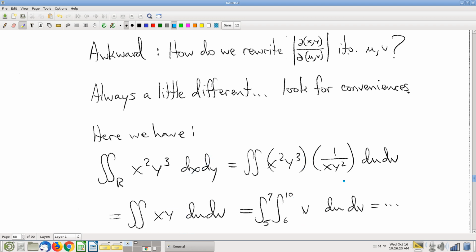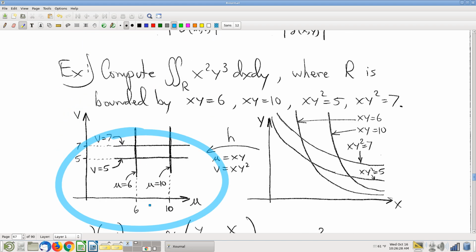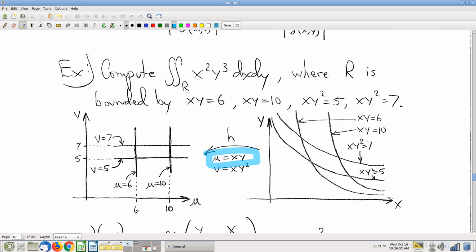Now, we get lucky in this case. What we're staring at here, this xy, how do I rewrite xy in terms of u and v? Oh, lucky break. Bam, it was right there staring at us. And every so often the fish just jump in the boat. Right? So what if you didn't get that lucky, though? Well, then you have an algebra problem, and you've got to figure out what you can do.